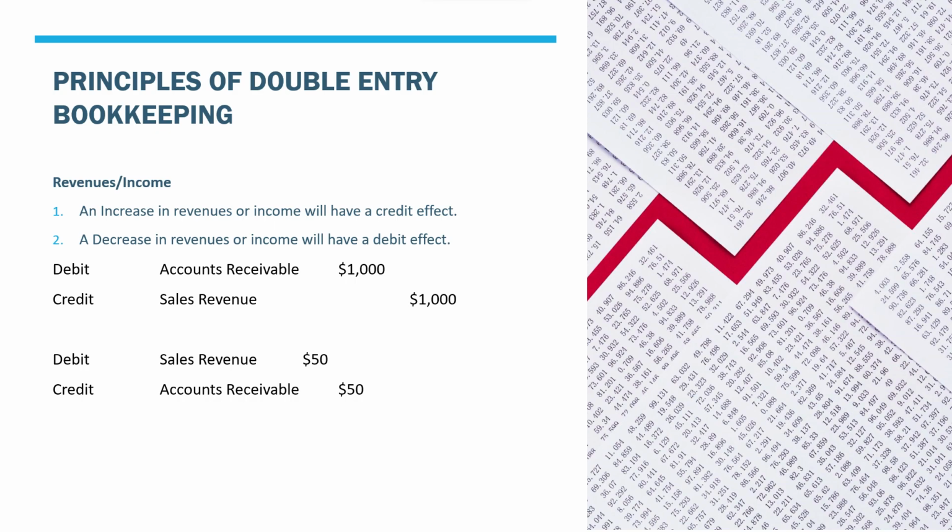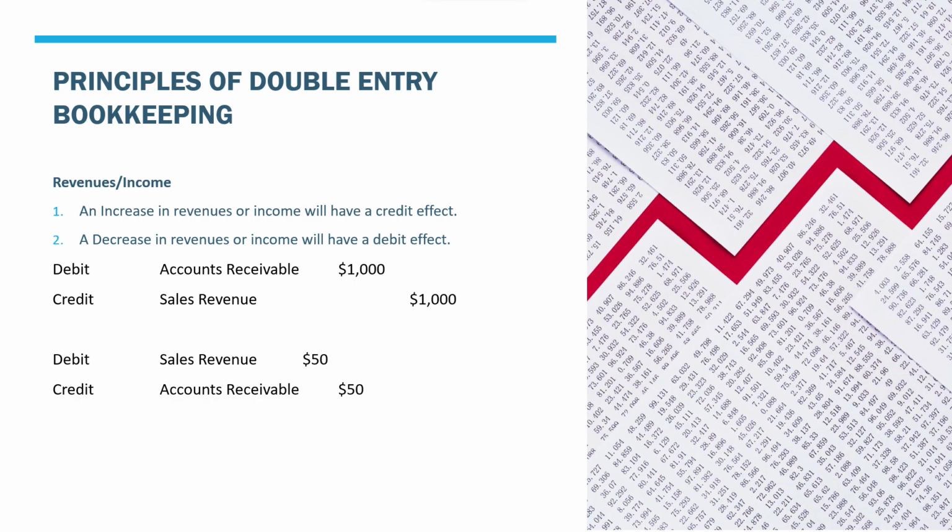Another example will highlight the application of double entry bookkeeping principles for revenue transactions. Suppose a business has sold merchandise for $1,000 on credit. This transaction will be recorded as: we will debit accounts receivable by $1,000, that is increase in accounts receivable asset, and we will credit sales revenue by $1,000, that is increase in sales revenue or income.